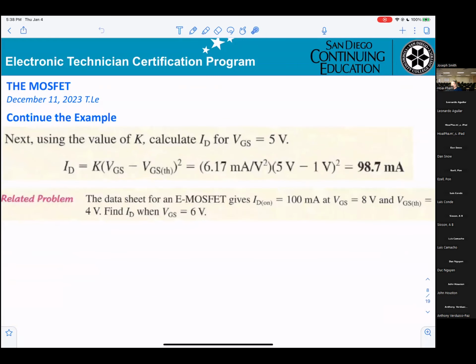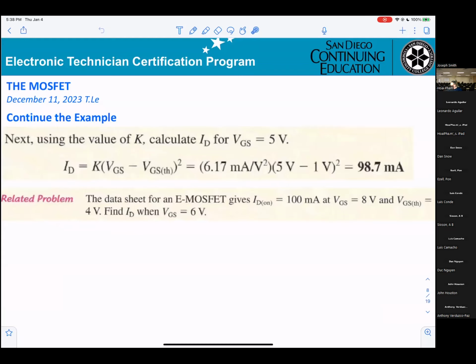Next, you're using the value of K to calculate the ID for VGS 5 volts. ID equals K times (VGS minus VGS(th)) squared. And that's how you can get 98.7 milliamp. It's not hard to do, okay? The only thing is, before you apply the current, calculate ID equals K times (VGS minus VGS(th)) squared. You need to calculate K first, okay?